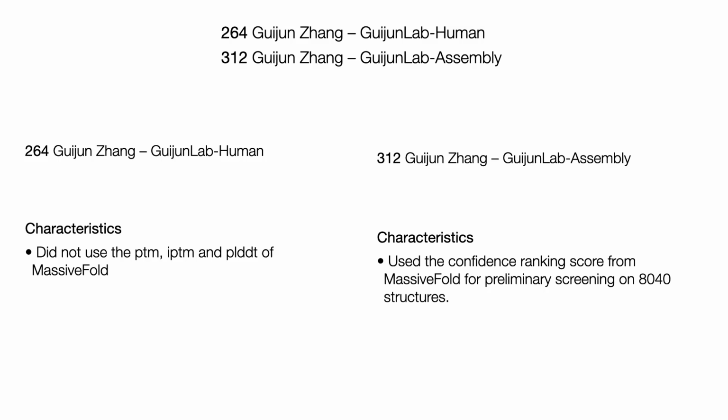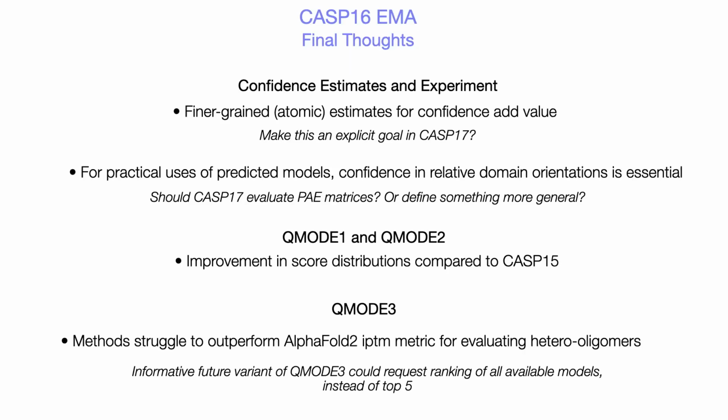And so I think that's pretty much it on my end. I have some final thoughts just on the EMA from this CASP. So we've heard from Randy about how these confidence estimates can actually help us understand and interpret experiments. So what is their utility further down the line? We've definitely seen that these finer grained atomic estimates add confidence and value in the model. So it might be interesting to consider whether this should be an explicit goal in CASP 17, which it wasn't this time around, so we were not actually doing any assessment on this metric.